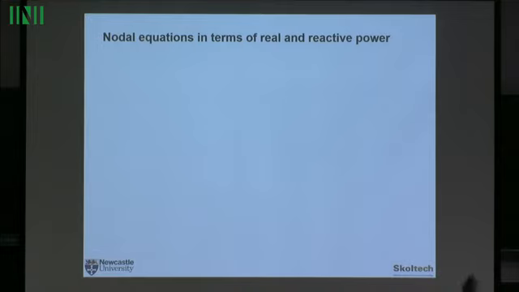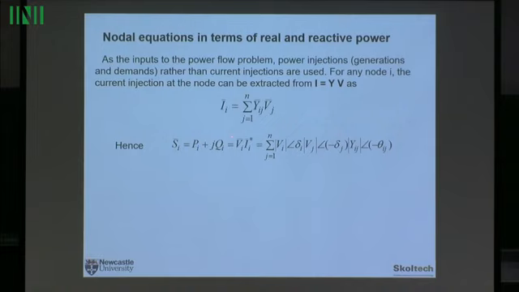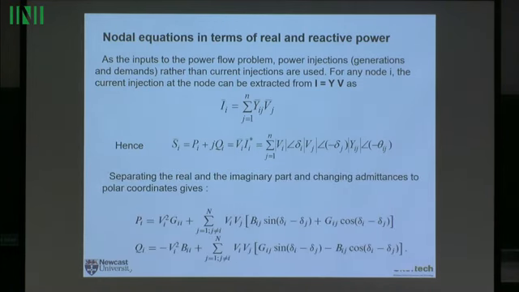And now let's go into the nodal equations, which I showed with voltages and currents. As I said, we operate with real and reactive power. So let's go now to real and reactive power. If the voltage equations are I equals Y times V, we can calculate the current from this equation, and then we can calculate real and reactive power as voltage times conjugate current. So we have complex equations. If we separate the real and imaginary parts, we get the familiar power flow equations.